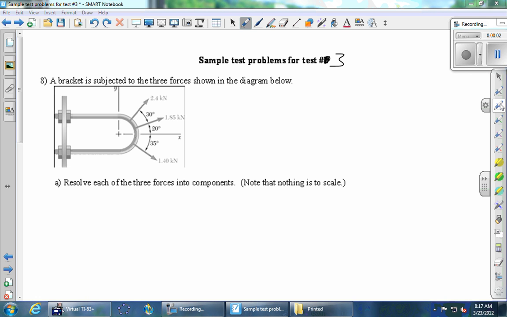This is problem number 8 on the sample test problems for test number 3. A bracket is subjected to the 3 forces shown in the diagram below. Resolve each of the 3 forces into components. Note that nothing is to scale.